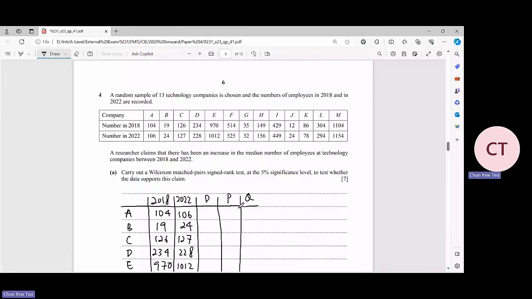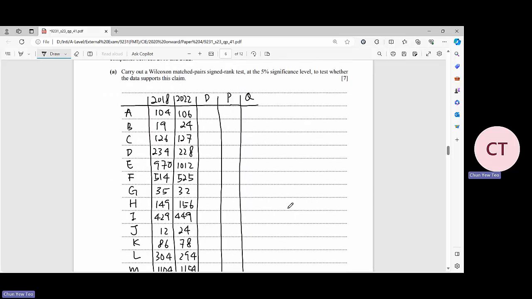Now we take a look at question number 4. A random sample of 13 technology companies is chosen, and the number of employees in 2018 and 2022 are recorded. These are the table and the data given. A researcher claims that there has been an increase in the median number of employees at technology companies between 2018 and 2022. A. Carry out a Wilcoxon matched-pairs signed-rank test at 5% significance level to test whether the data supports this claim. To save time, I just write down the data here vertically.